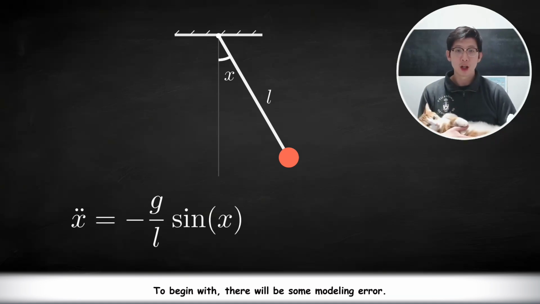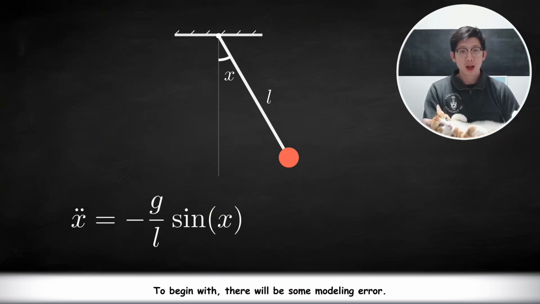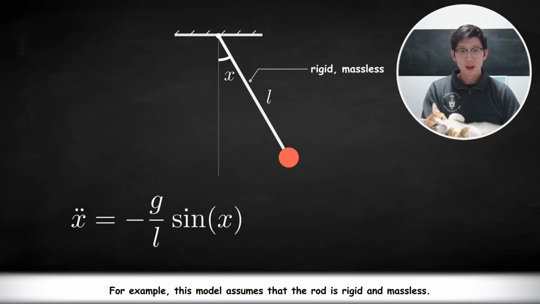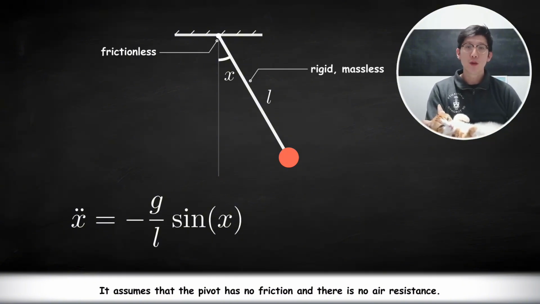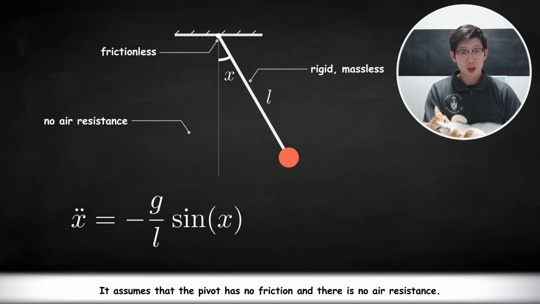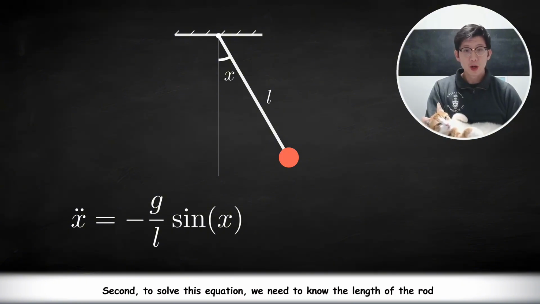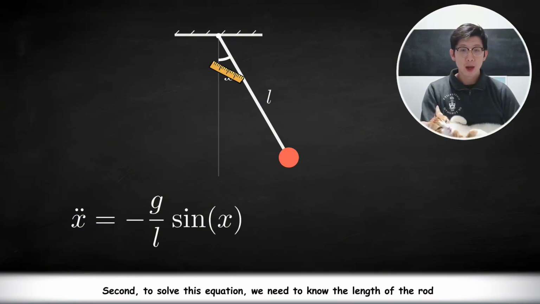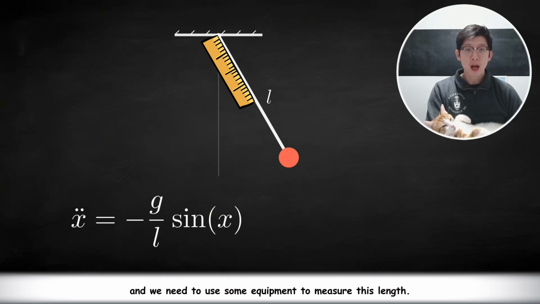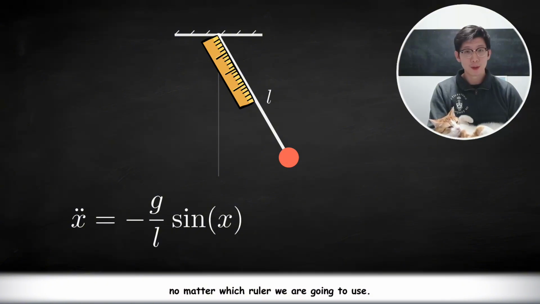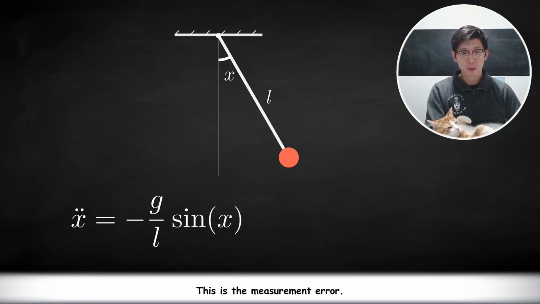To begin with, there will be some modeling error. For example, this model assumes that the rod is rigid and massless. It assumes that the pivot has no friction and there is no air resistance. All these assumptions are not true in real life. Second, to solve this equation, we need to know the length of the rod, and we need to use some equipment to measure this length. However, we will not be able to measure precisely the length of the rod, no matter which ruler we are going to use. This is the measurement error.